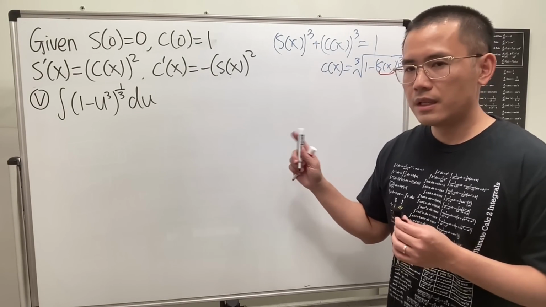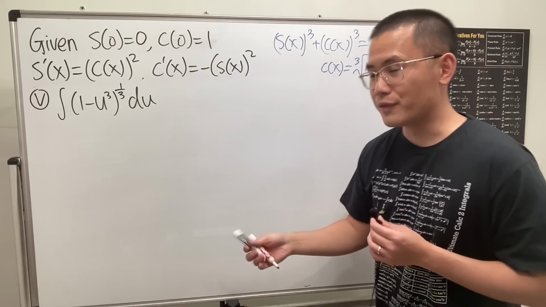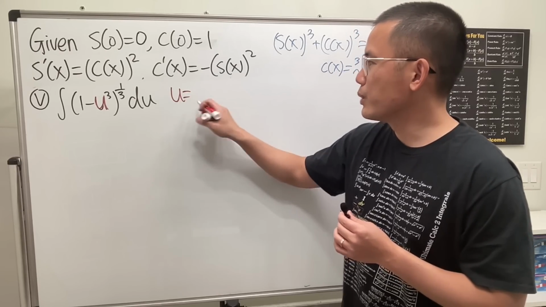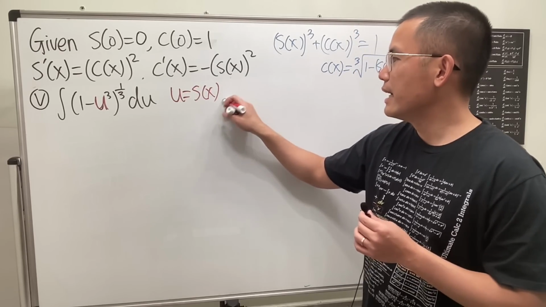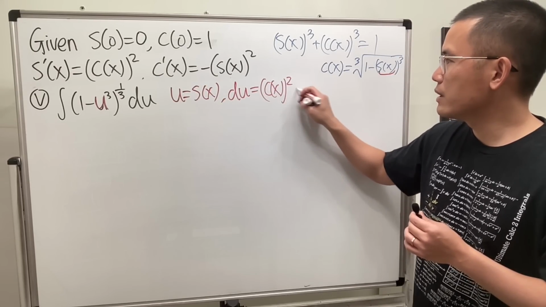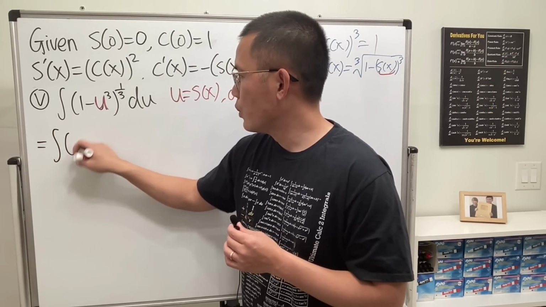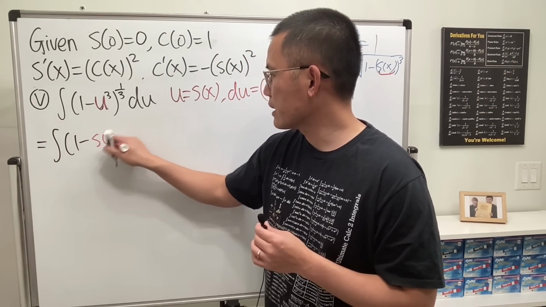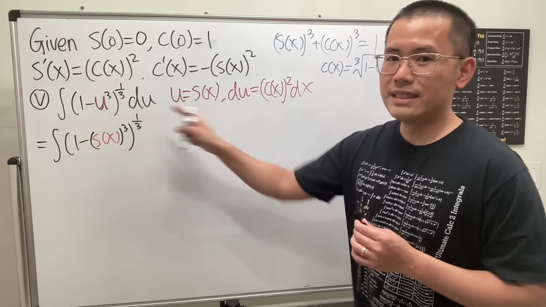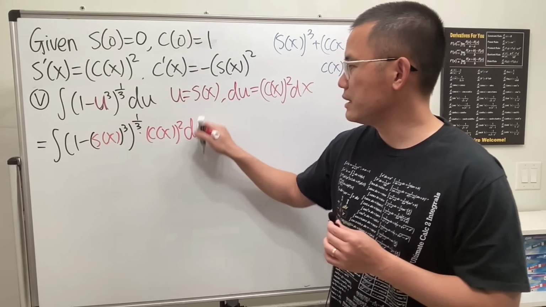Now for the second integral of part 5, we are going to do this one right here. Again, we'll use these special functions. So notice the u to the third power. So right away, I will just say u is equal to s of x, and then du is equal to this derivative, which is c of x squared dx. And then let's see what happens. So this right here gives us 1 minus s of x to the third power, and then to the 1/3 power, and then du is just that, so multiply by c of x squared dx.